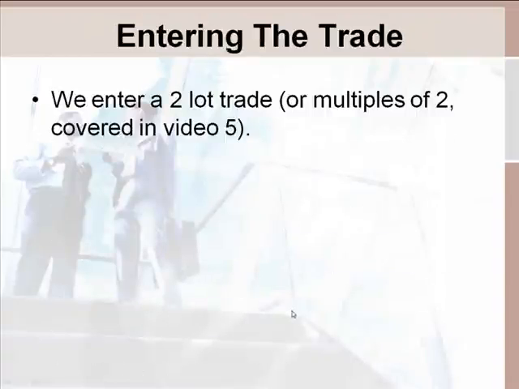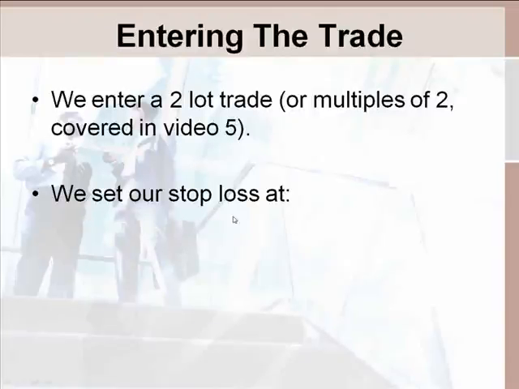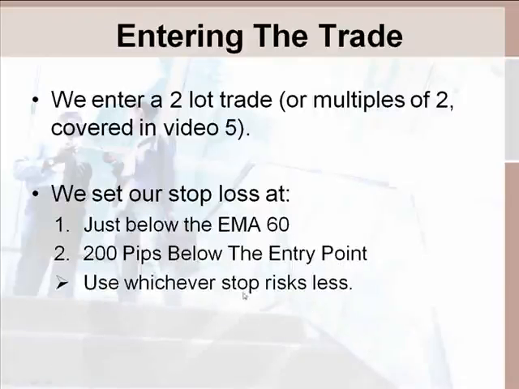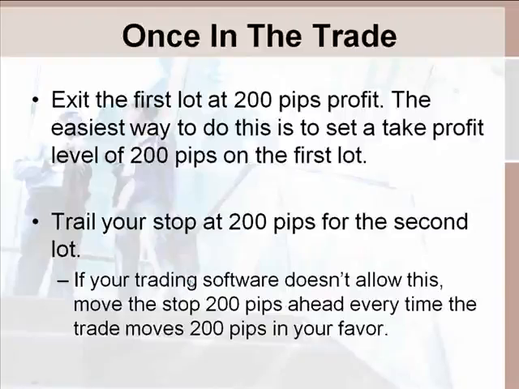And once again, when we enter the trade, we enter a two-lot trade, or multiples of two, which I'll cover in video 5. For now, we'll just say two-lot trade. We set our stop loss at either just below the EMA 60 or 200 pips below the entry point. And we're going to choose the stop loss that allows us to risk less. Whichever of those two risks less for us, that's the one we're going to use.